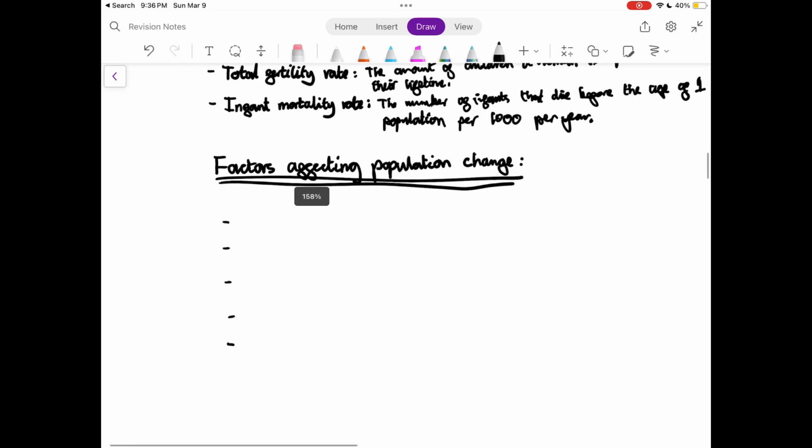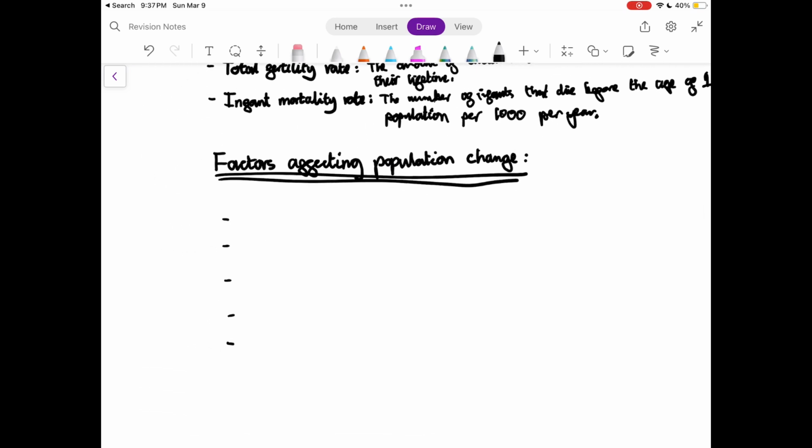So now we're going to be looking at the factors affecting population change. And the first one is the level of education. Because if education increases, then women are more likely to have careers, so this will decrease the birth rate. So it may cause a natural decrease in the population.